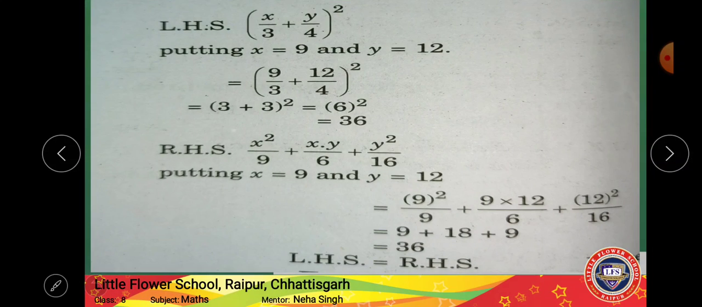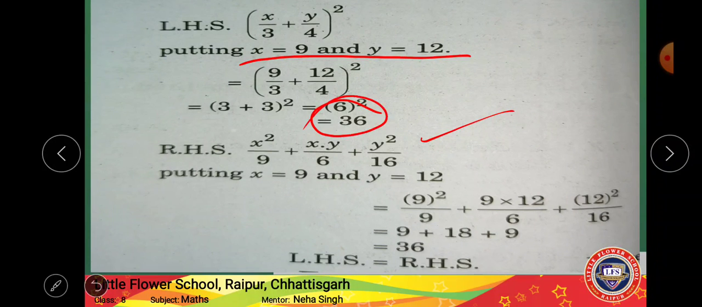Now LHS is x by 3 plus y by 4 and RHS is the solution we got now. What values do we have to put? X as 9, y as 12. We can put the values and solve. Similarly here also we'll put the values. Right. After calculation, what will we see? LHS equals RHS. Here also, hence we have proved that x is 9 and y is 12 is the solution for the given question. Okay.